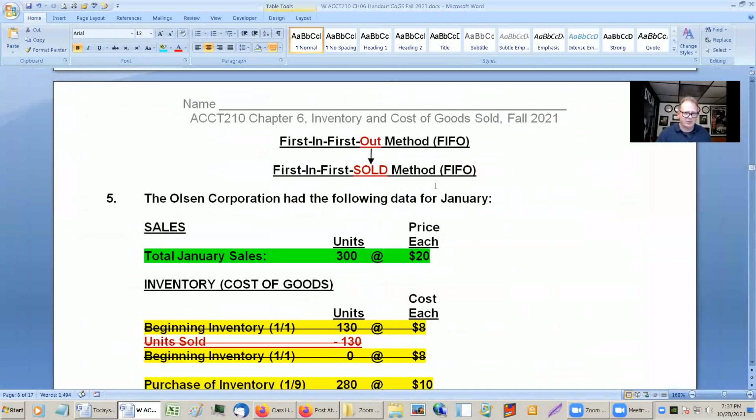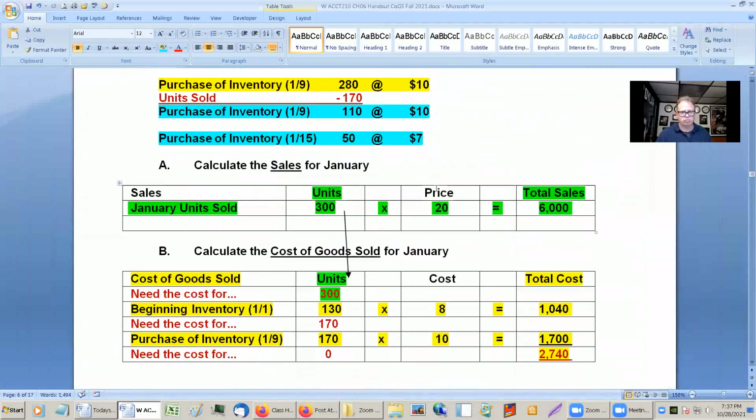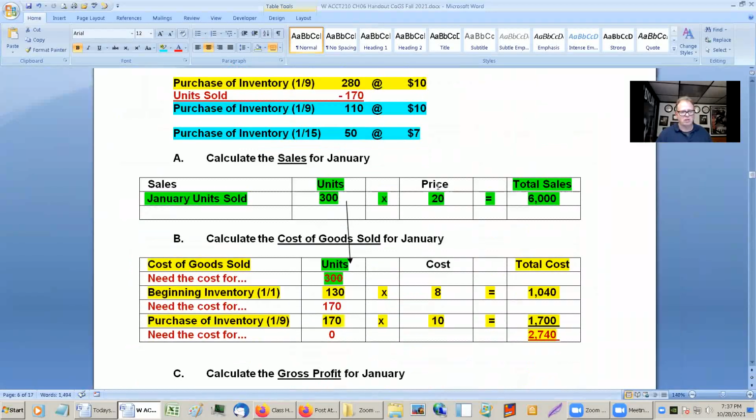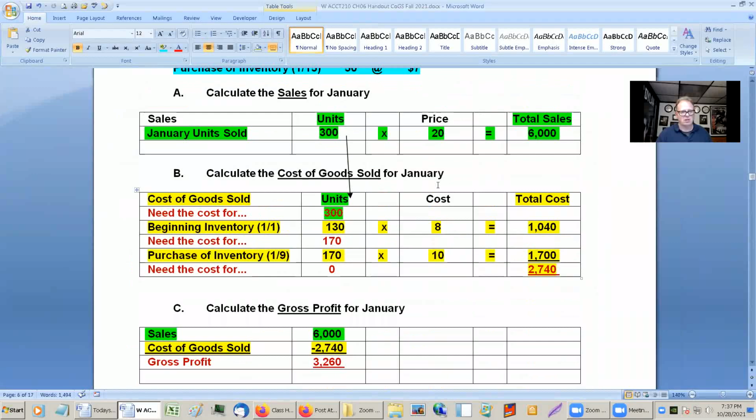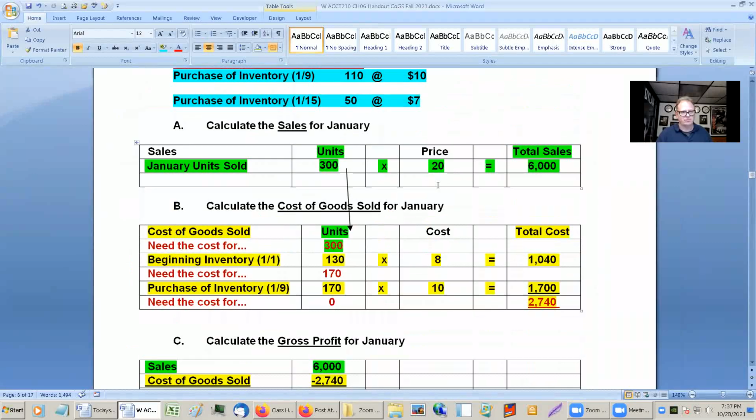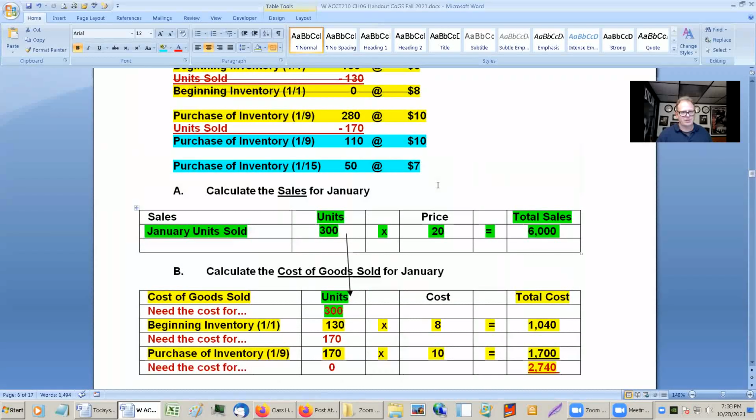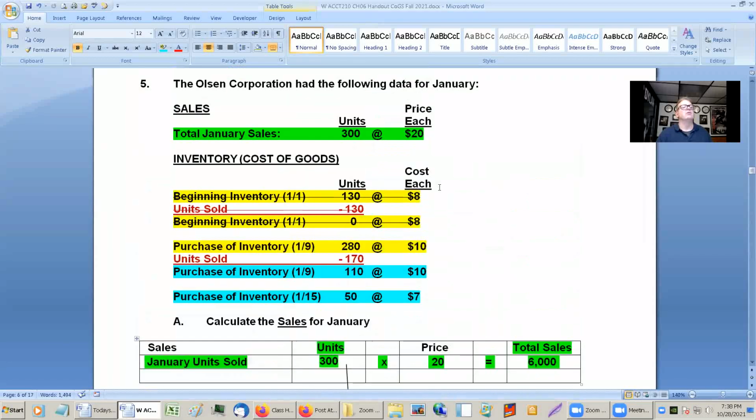Back this out a little bit so we can take a better look at it. So this is number 5. Yeah, 5.